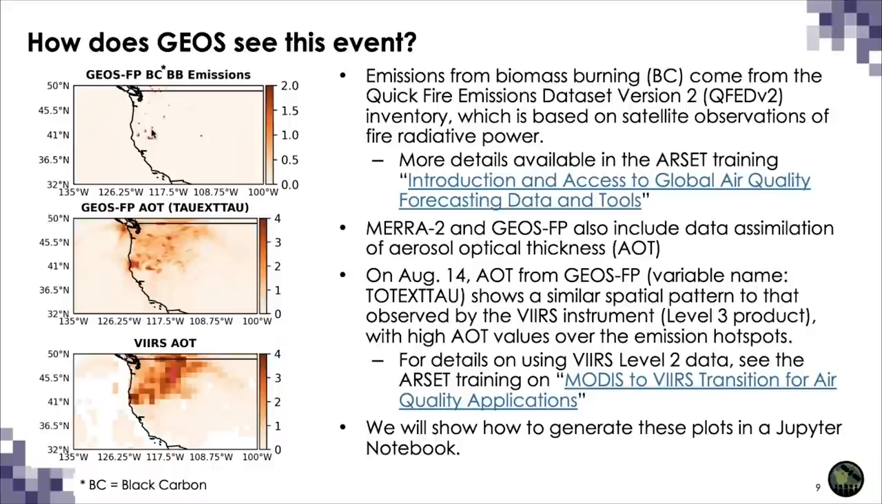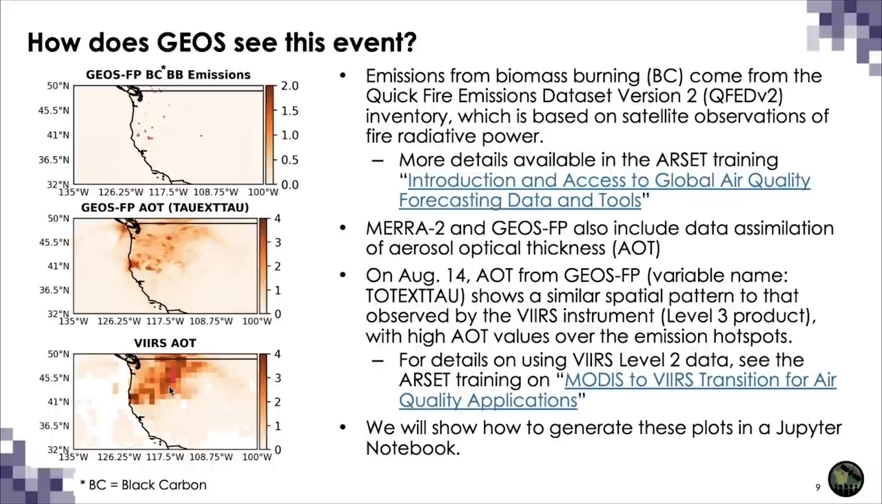The second plot shows the GEOS-SFP aerosol optical thickness, or AOT, also commonly called aerosol optical depth, provided by the totexttau variable within GEOS on the same day. We see high AOT over and downwind of the areas with high biomass burning emissions. We can then compare the GEOS-SFP AOT with the AOT observed by the VIIRS instrument shown in the bottom plot.